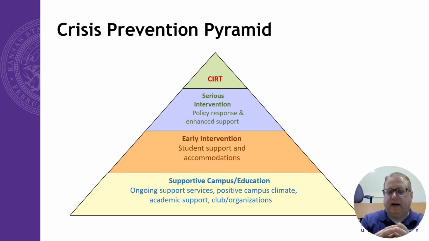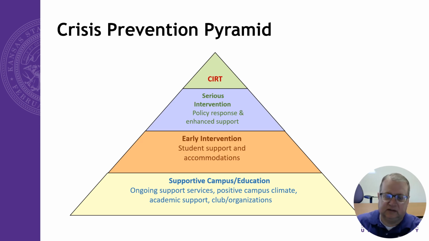Now, when we look at an evolving crisis, we look at this pyramid because it is a good example of how, if we can support an individual at the lowest level possible and intervene at the earliest time, they will potentially be more successful in navigating through their crisis and their university experience.